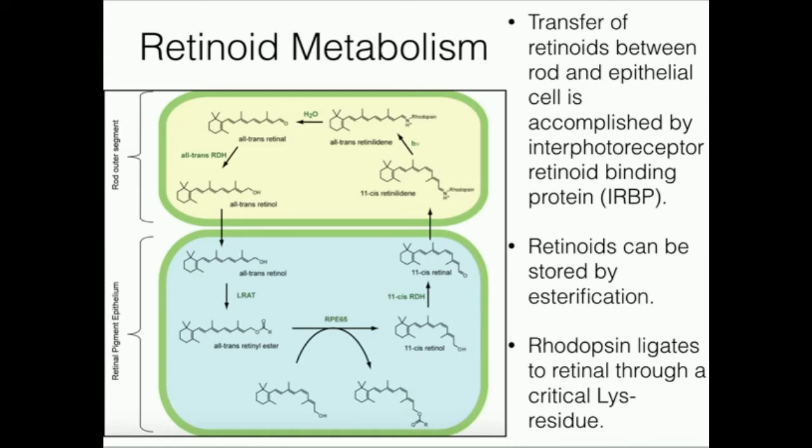We're not really concerned much with what it does, but suffice it to say, it ultimately converts this all-trans retinyl ester into 11-cis retinol. Okay, the 11-cis retinol then is going to react with 11-cis retinol dehydrogenase and get back to 11-cis retinal. And then that retinal is going to go back into the rod outer segment where it's going to get ligated to rhodopsin, and you're just going to do this cycle. Okay, this is called the retinoid cycle in humans.